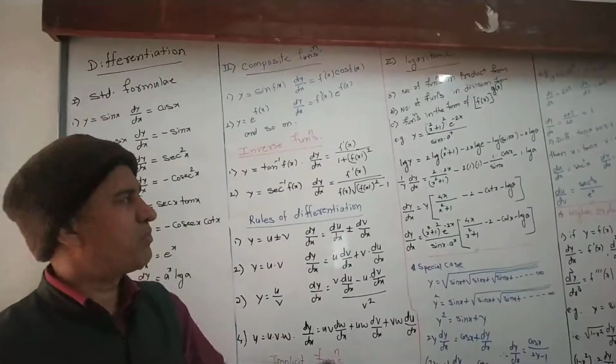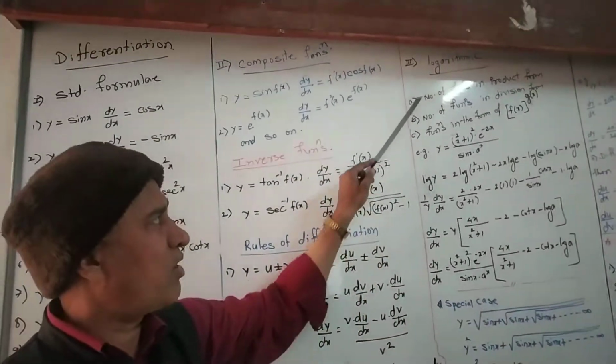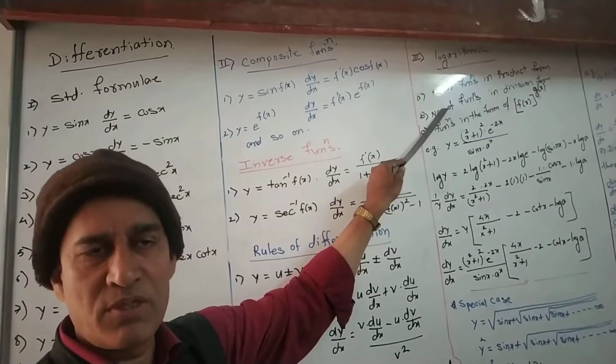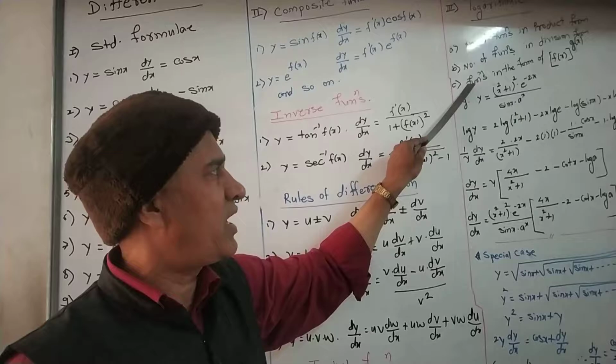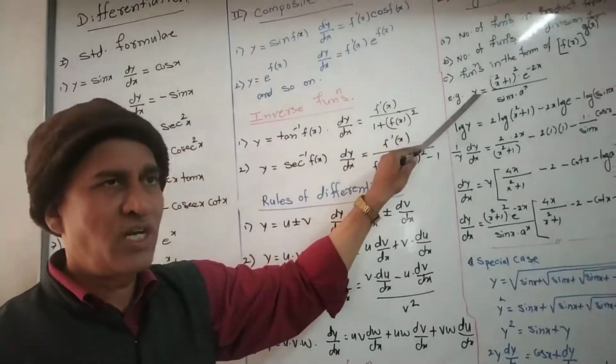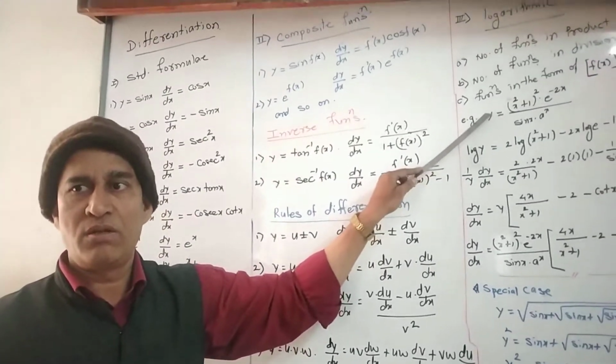Now, logarithmic function. We are coming on to the logarithmic function. If the number of functions is in product form, if the number of functions is in division form, or if the function is in the form of f of x to the power g of x, then we can differentiate it by using logarithmic differentiation.